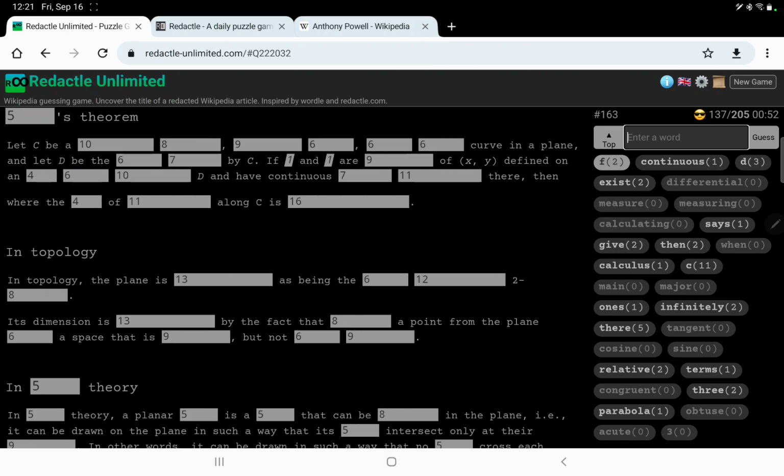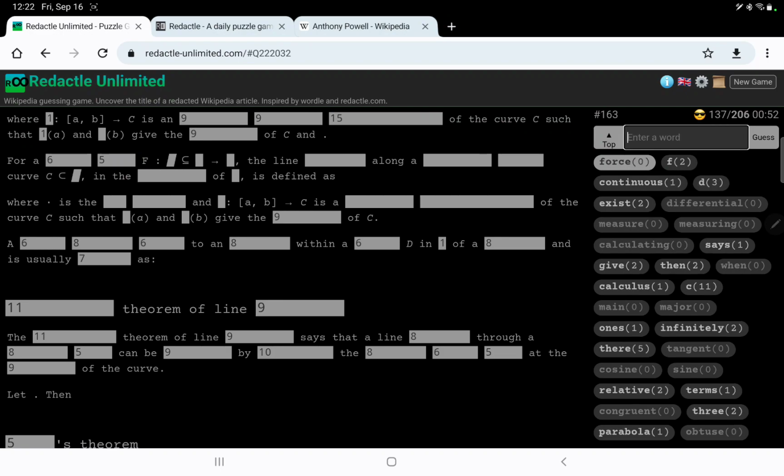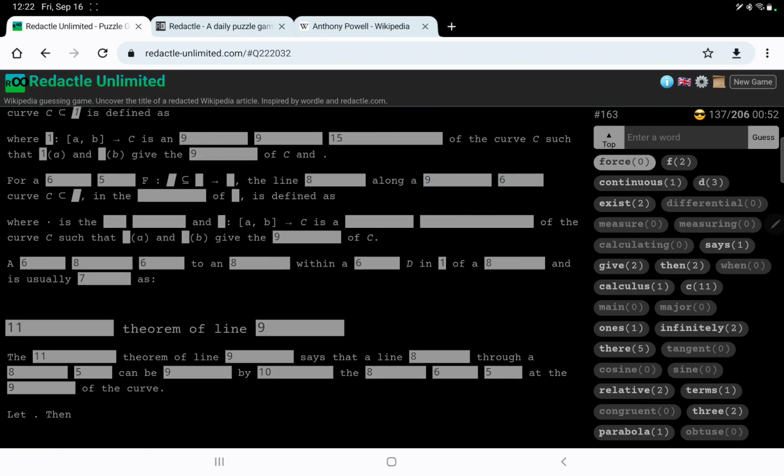Okay, how about F? 2 Fs. Okay, for a 6, 5 F. Maybe a force. Nope. In the 9 of something, where period or dot is the 3, 7. Oh my goodness, this is very tough.